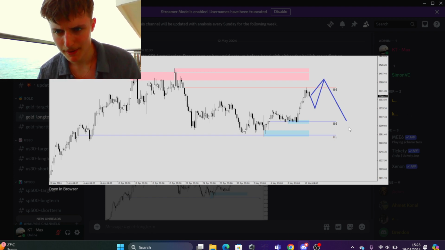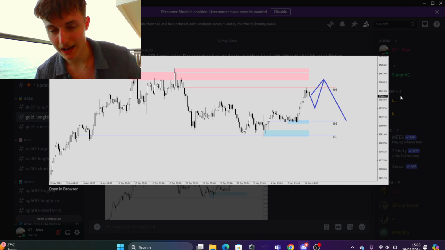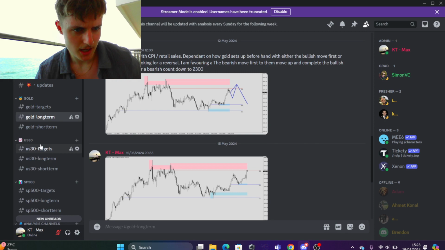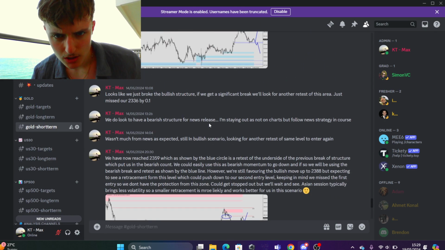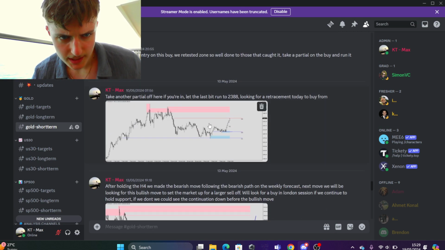Then we were looking for that bearish move. However, we've got a bit of a different scenario this week due to how the market ended last week. So you have to wait and see that in the future. But if we then go into the short term, we should... Where did we go to? Let's keep going. I think it's right here.